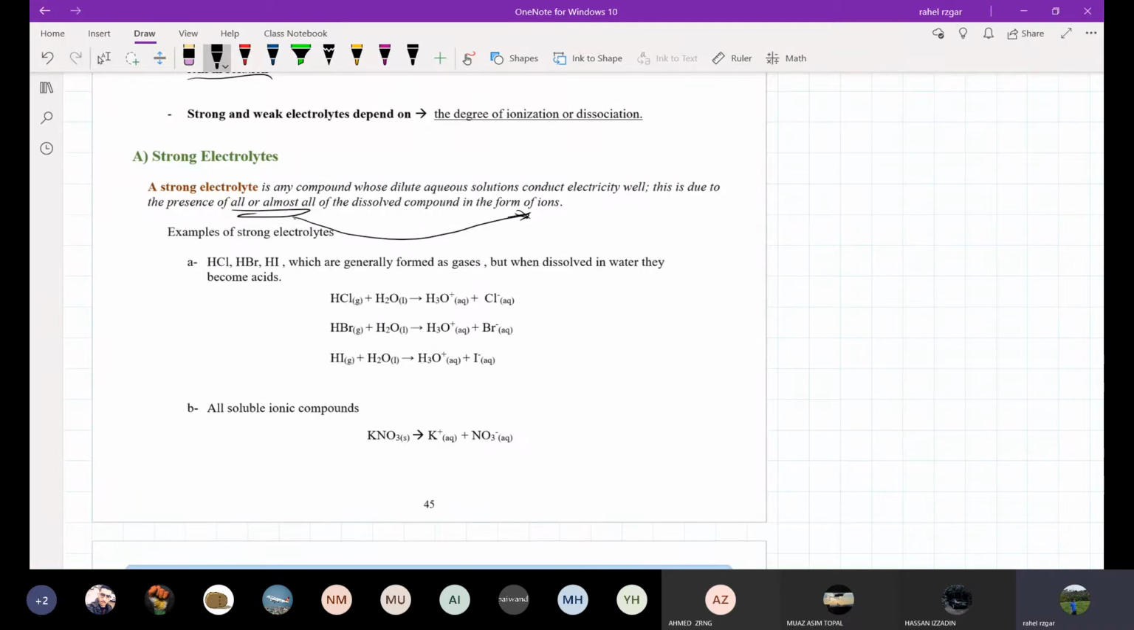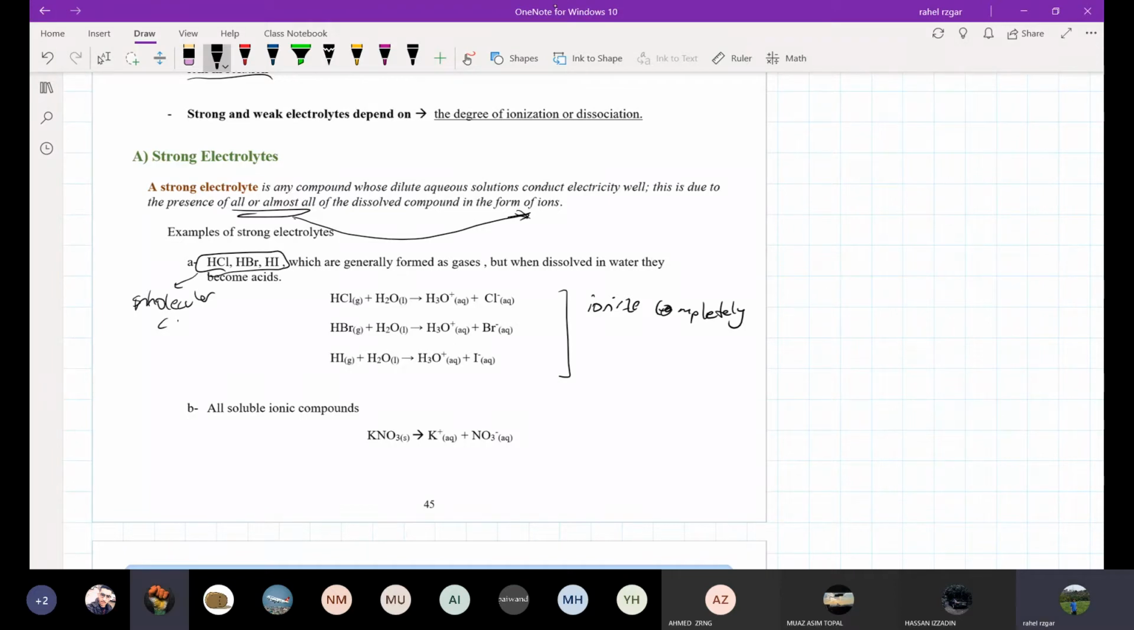And we categorize the strong electrolytes into 2 parts. We have 2 types of compounds which are strong electrolytes. The first one, these 3, which you have to memorize for now, are molecular compounds. And these molecular compounds, when they dissolve in water, they ionize very strongly, and we call it ionized completely. Please write this down. Ionized completely.